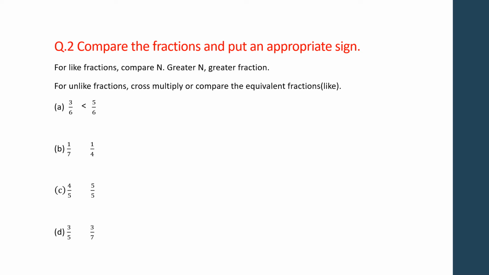1 by 7 and 1 by 4. In this case 1 by 4 is greater. Now 4 by 5, 5 by 5. Obviously 5 by 5 is greater. 3 by 5 and 3 by 7. Then we have 3 by 5 as greater.